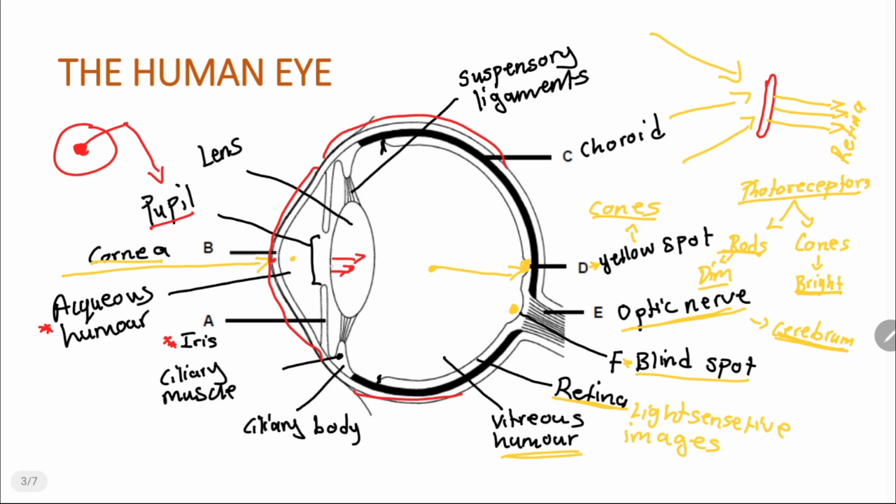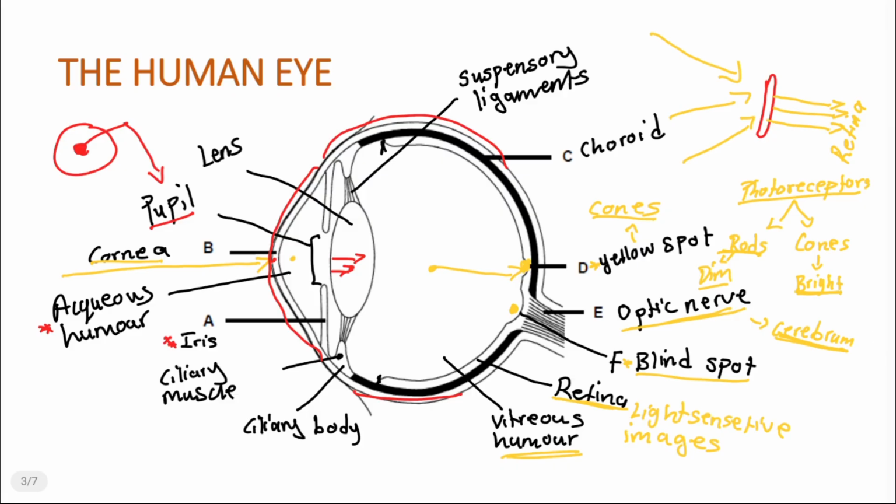Not only is the lens transparent, and not only is it elastic, but it is also biconvex. When it is biconvex, it refracts light rays. Why does it refract light rays? So that they can be focused on the retina.